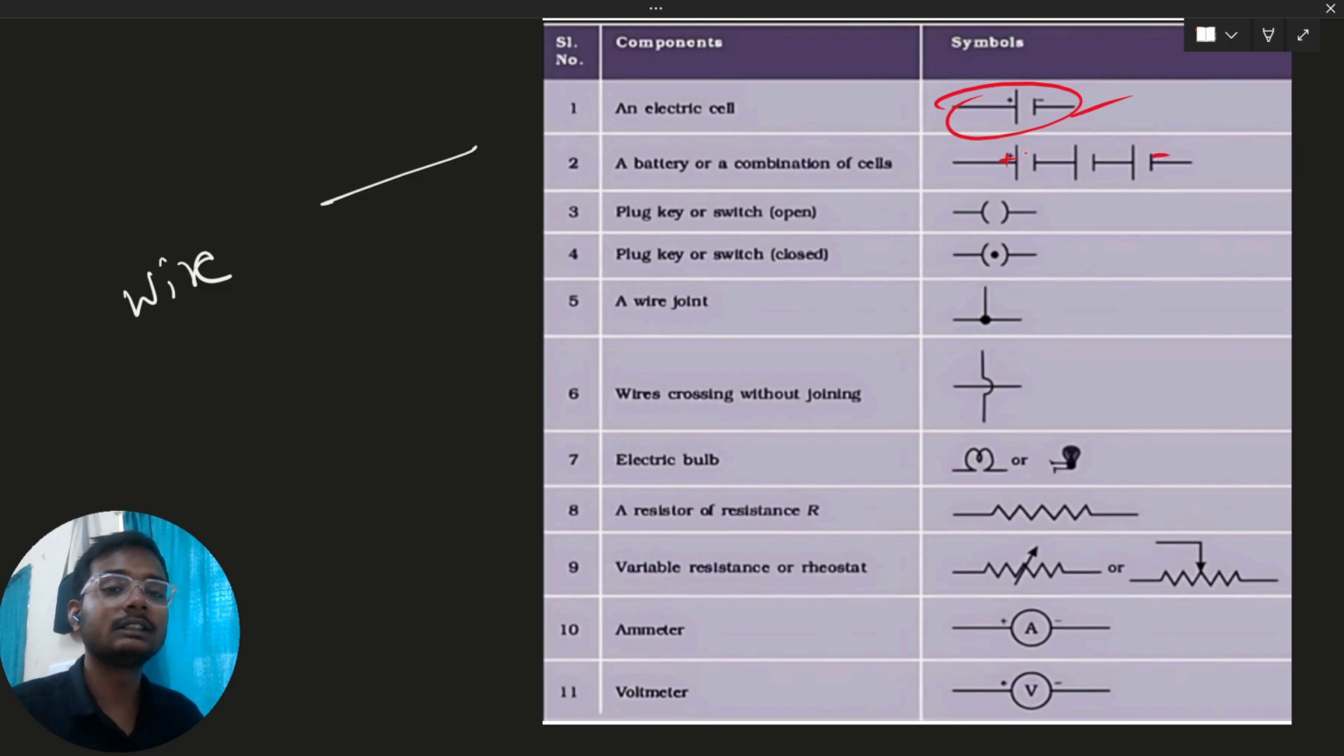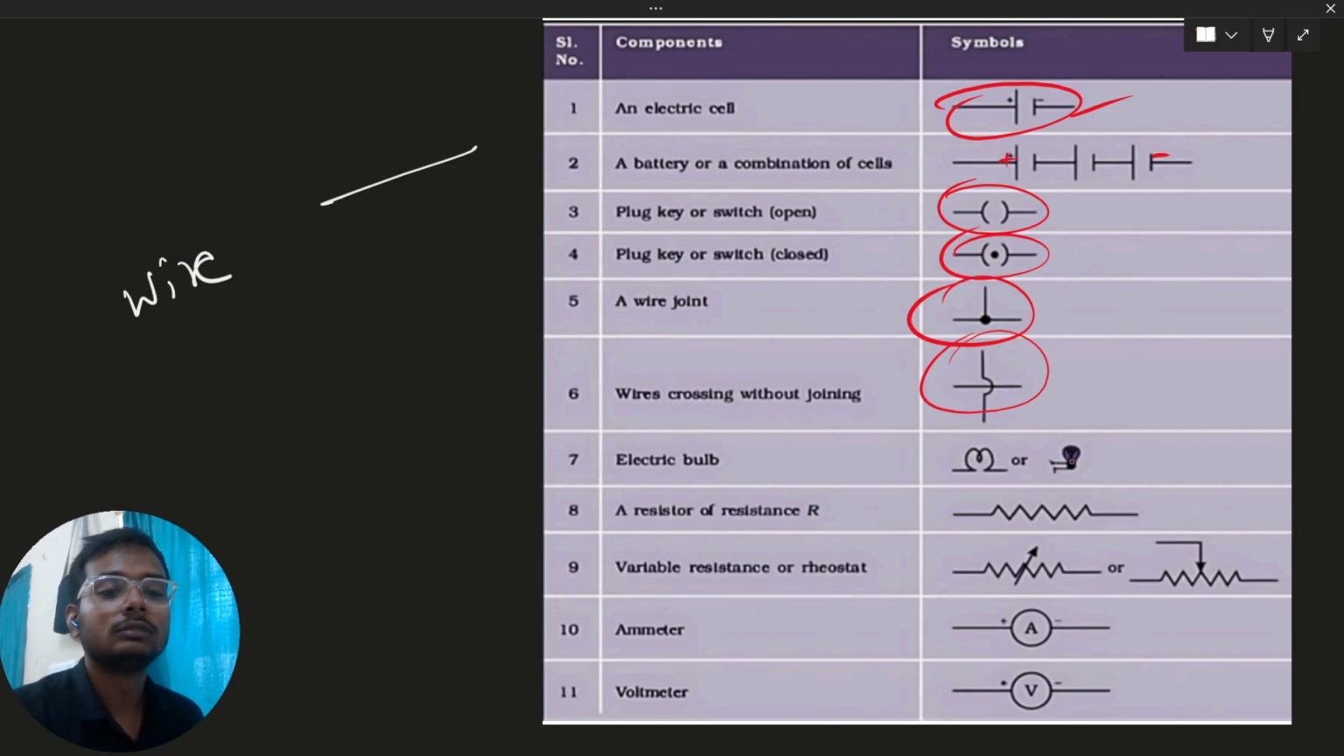Combination of cells. अच्छा, बैटरी किसको बोलते हैं? बैटरी इज द कॉम्बिनेशन ऑफ सेल्स. प्लग की अगर ओपन है, मतलब इसमें से करंट पास नहीं कर रहा है, देन इट विल बी लाइक दिस वन. व्हेन इट इज क्लोज, देन इट विल बी लाइक दिस वन. A wire which is joined is like this one. A wire crossing without joining is like this one.